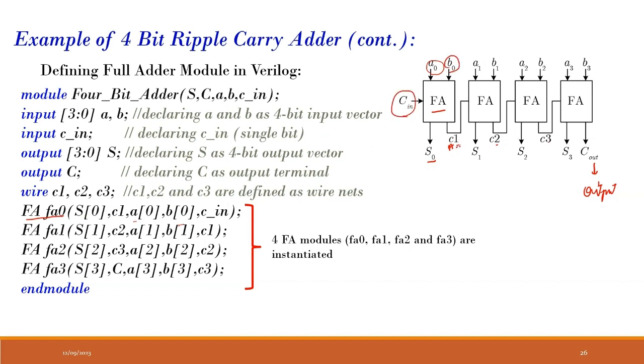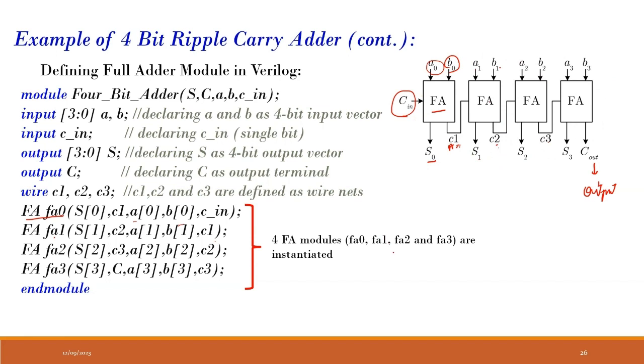Now this C1 is my input to my next full adder. So C1, then A1, B1, and then the outputs come, S1 and C2. In this similar manner, the carry of the previous full adder is propagated to the next full adder, etc. And we are writing the code for a complete ripple carry adder.